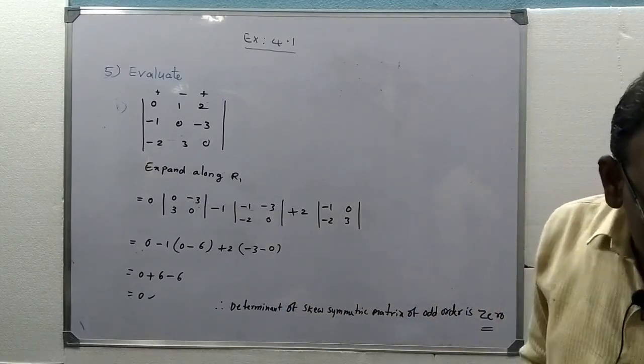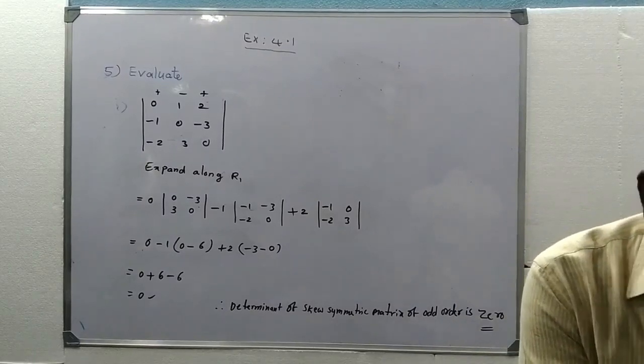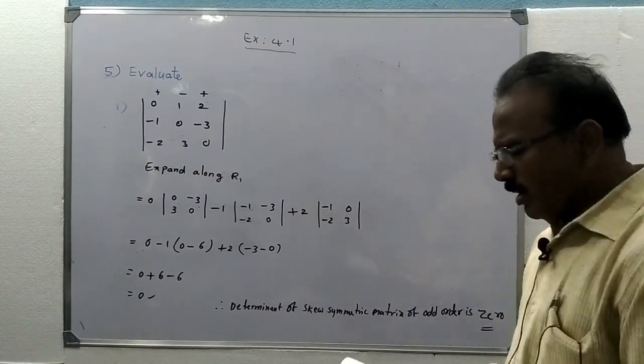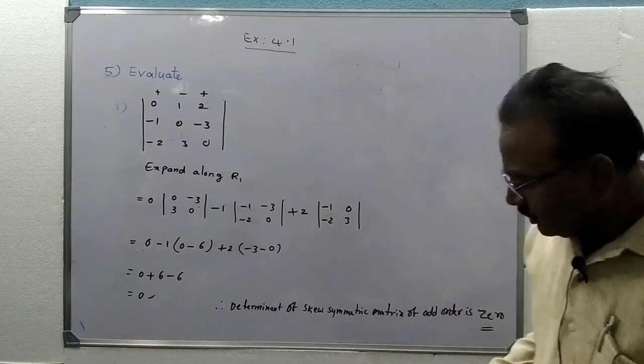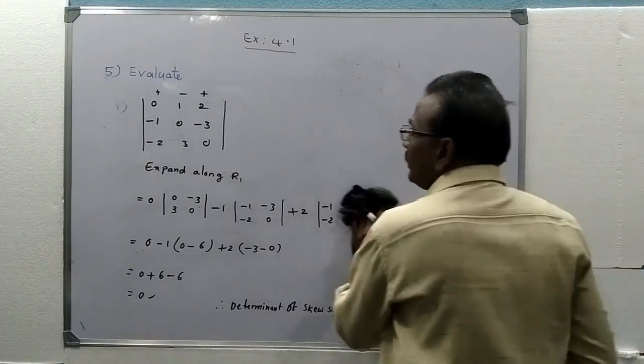Question number 6 is the same type. If A is equal to 1, 1, minus 2, 2, 1, minus 3, 5, 4, minus 9, find the determinant of A. So you can solve question number 7.